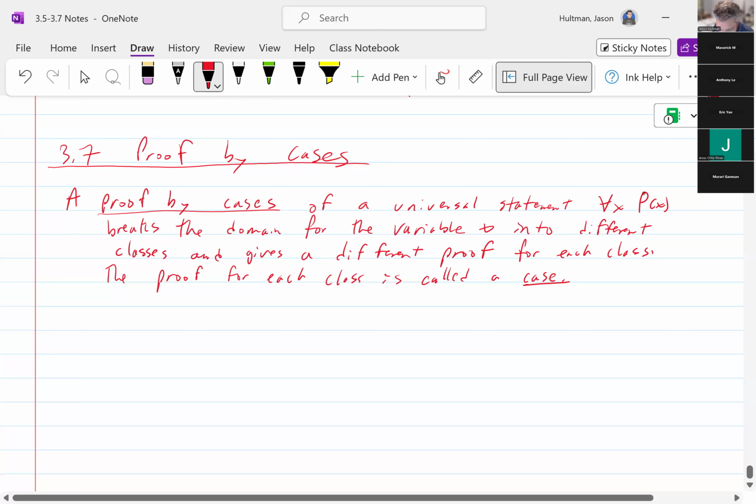Okay, and every value in the domain must be included in at least one class. Okay, so we're partitioning the domain.